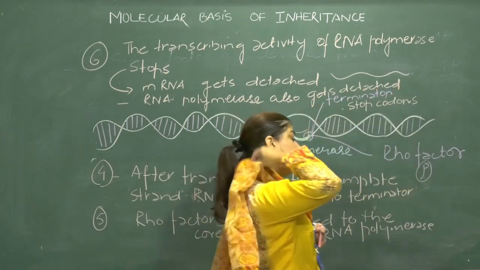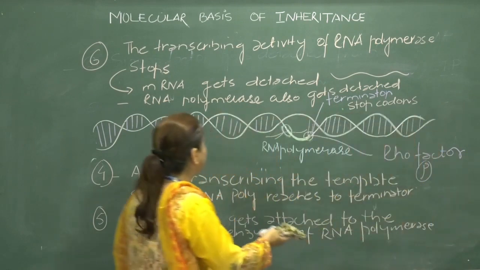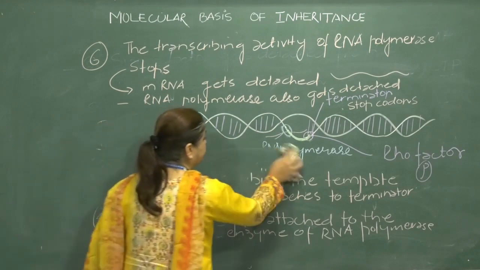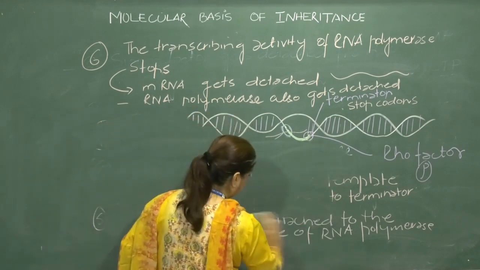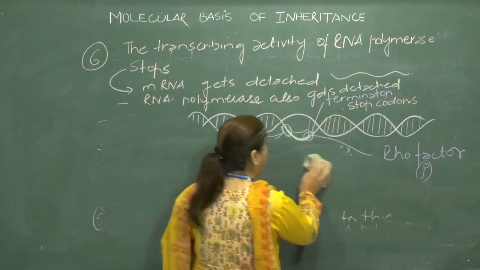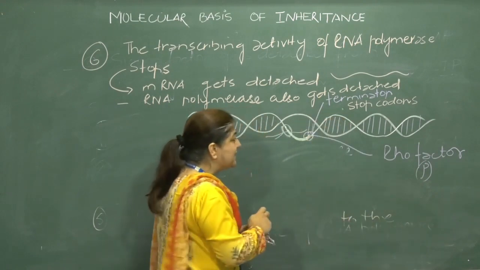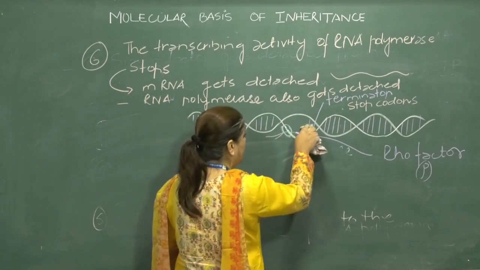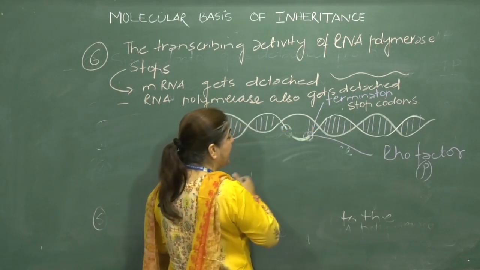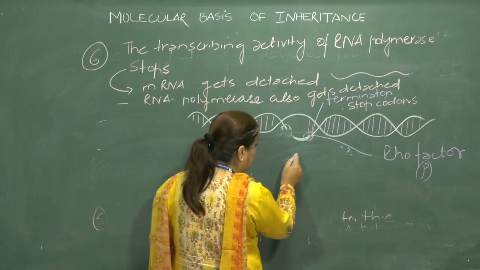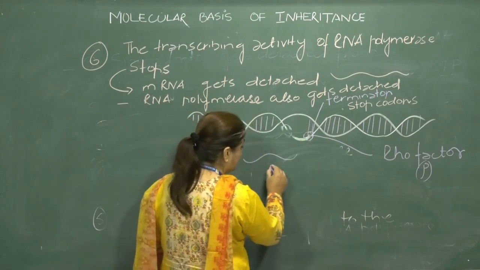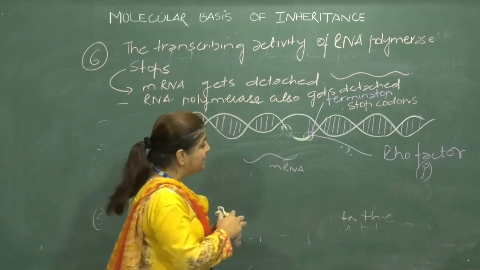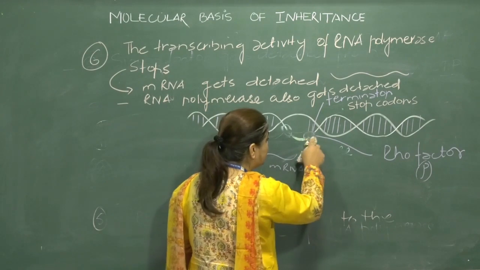So once this RNA polymerase is being detached, what we get is, as I told you, now rho factor gets attached, and once the rho factor gets attached, this RNA transcript, this is after the attachment of the rho factor, this mRNA transcript gets detached. This is mRNA, and once this mRNA gets detached, then automatically what happens?